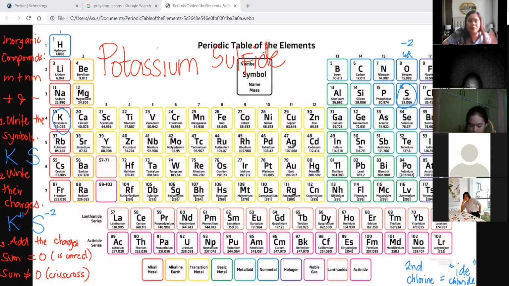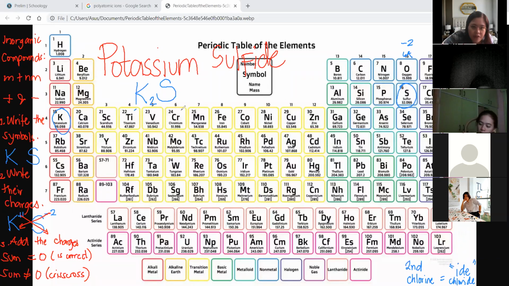So what will we do? We will be doing the crisscross. So the 1 will be given to sulfur and this 2 here will be given to potassium. Class, there is no need to write the charges anymore. So potassium will have the 2 written as a subscript, and then just attach the sulfur. In this case, actually no need to place 1. When the subscript of an element is only 1, no need to write the 1. You only write a number if the subscript is 2 or more.